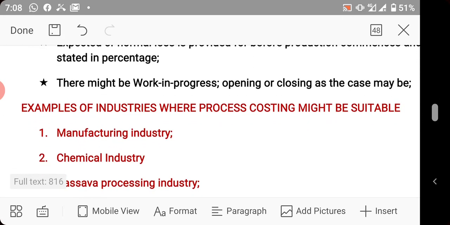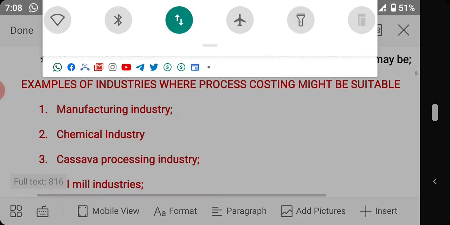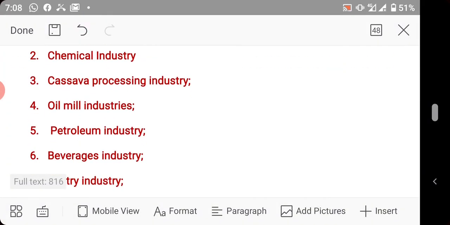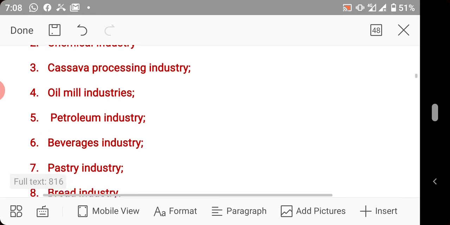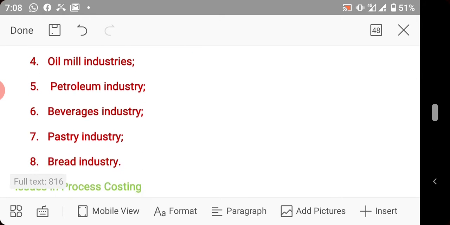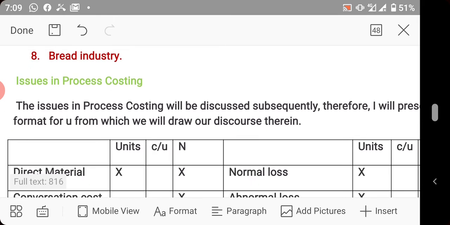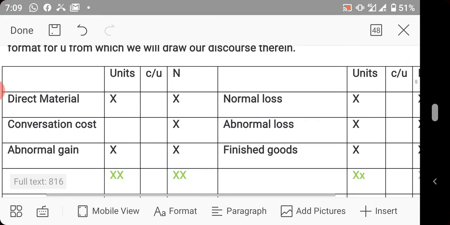Examples of industries where process costing might be suitable: manufacturing industry, chemical industry, cassava processing industry, oil mill industry, petroleum industry, beverages industry, pastry industry, bread industry. Now, issues in process costing is what we are going to look at now. The issues are discussed subsequently. Therefore, I will present the format from which we will draw our discussion. So we now have the format.